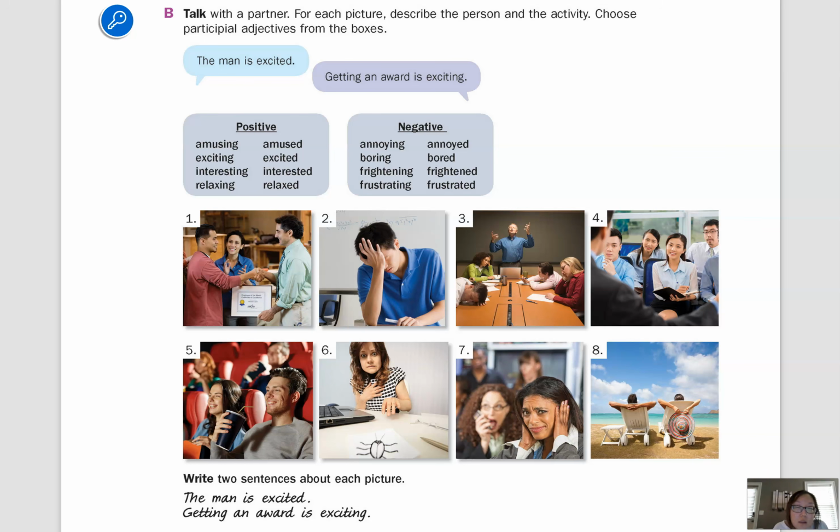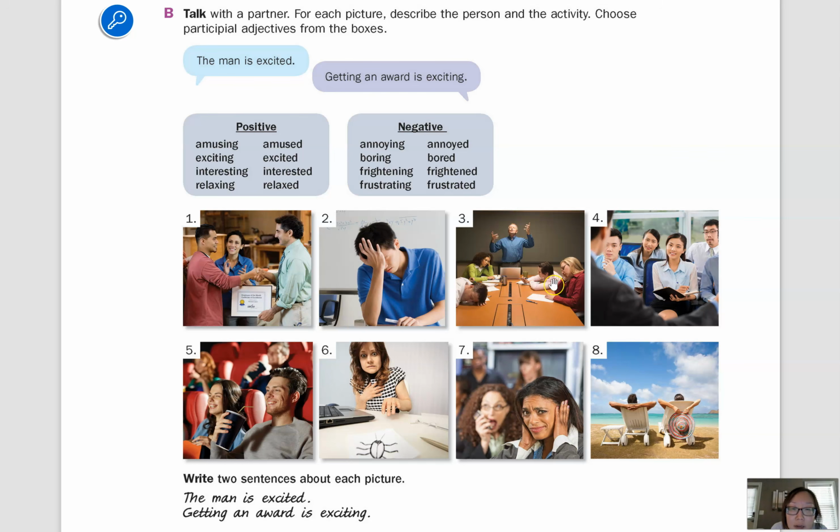Okay, so for number 2, we can say the man or the student is frustrated. Okay, he is frustrated, ed. And then if we make a sentence using a noun phrase or a thing, we can say maybe studying for a test is frustrating. Or you can just say studying is frustrating.